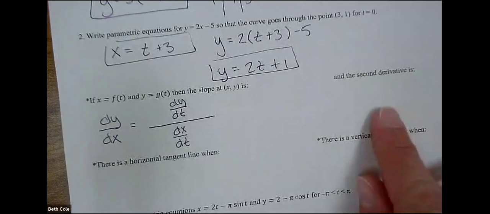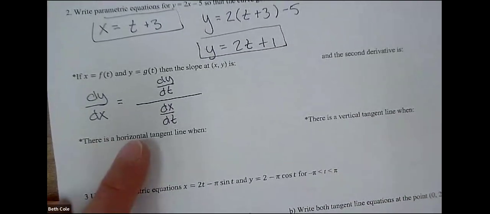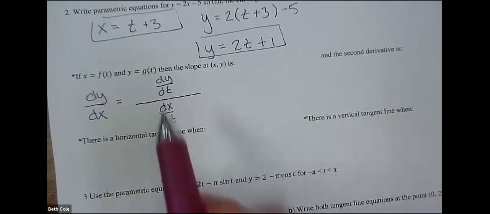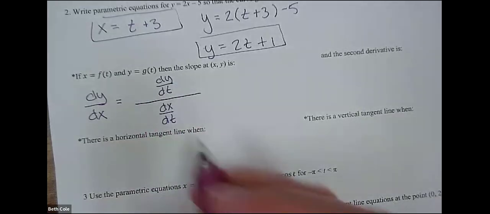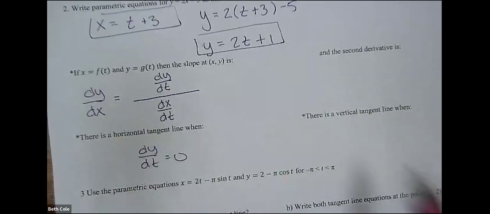I'll show you the second derivative in a second. Let's answer these real quick. Horizontal tangent line would be when your slope is what? 0. That would be when your numerator is 0. So that's when dy dt equals 0.